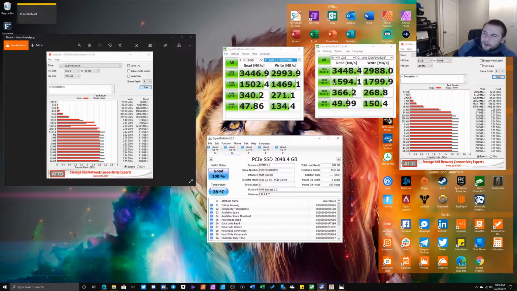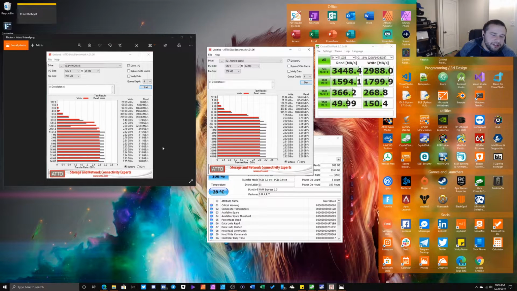Once again, I do also have the ATTO benchmarks. There's really no difference with them at all. The Windows drive and also the archivable drive that I have are pretty much neck and neck with each other. Marginal differences. I wouldn't say it's anything drastic. So the drive is great. I absolutely love it.